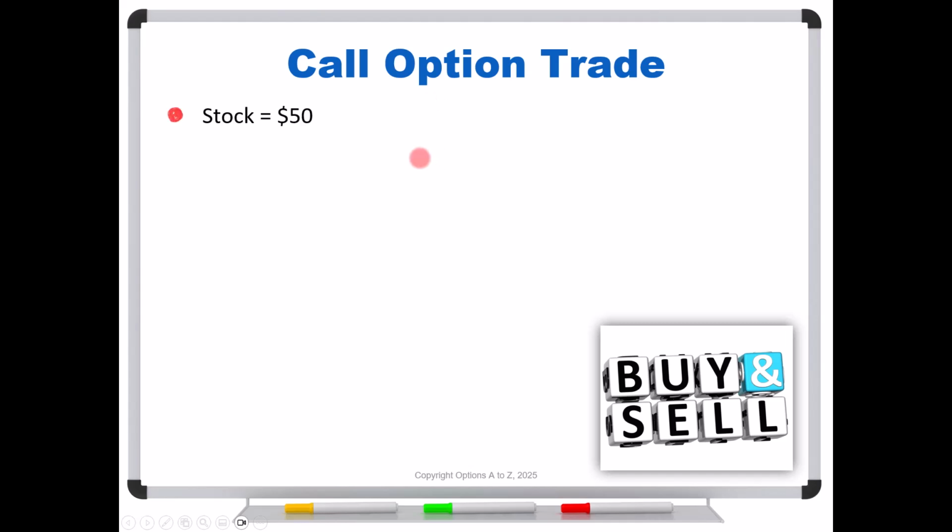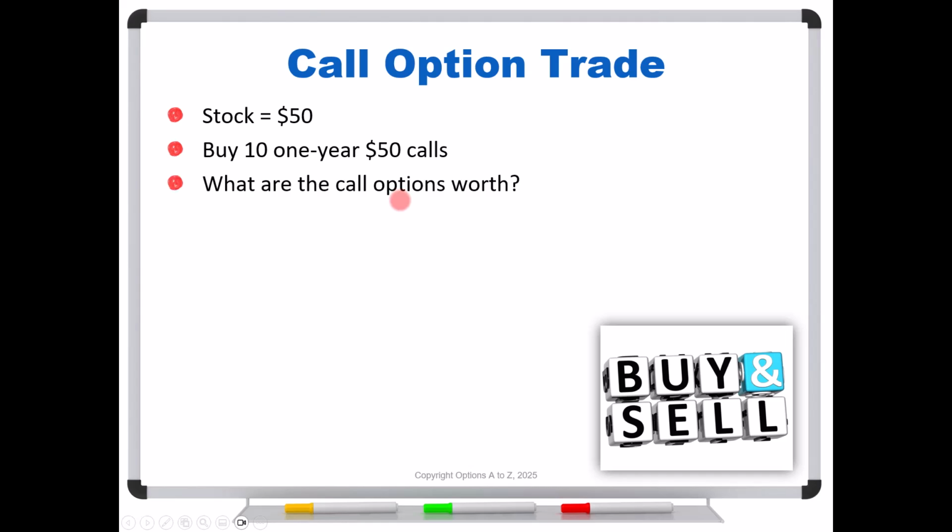Well, to understand what's happening here and why this formula works, let's consider a call option trade. So let's say that the stock is trading for $50 per share, and you want to buy 10 one-year $50 calls. Well, what are these call options worth? So let's say that the market maker or the ECN or some computer algorithm somewhere has to figure out what these calls are worth. I'm going to go back to the days when we had market makers, and I think it makes the instructions a little easier to follow that somebody's actually calculating this stuff.